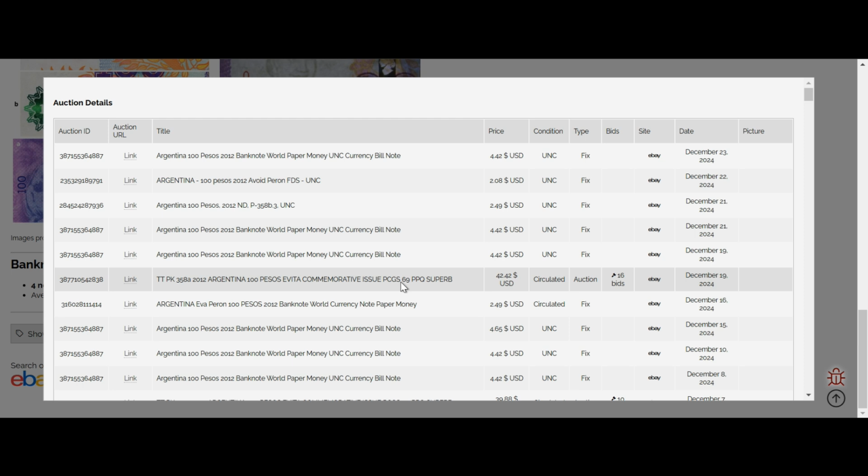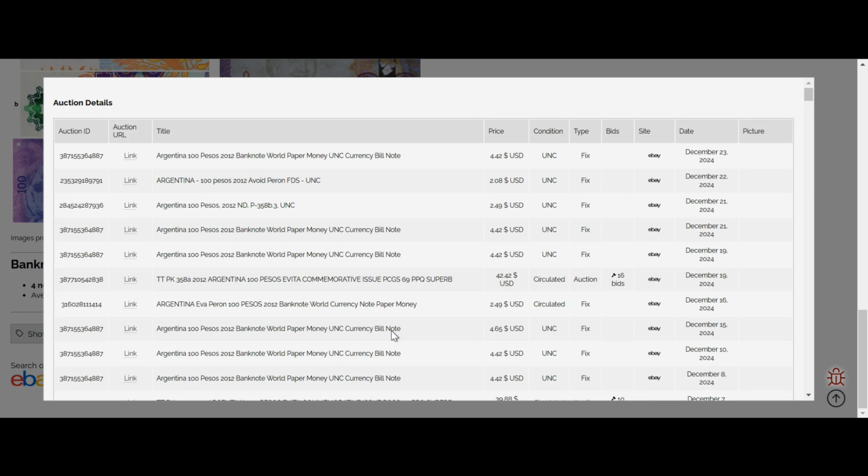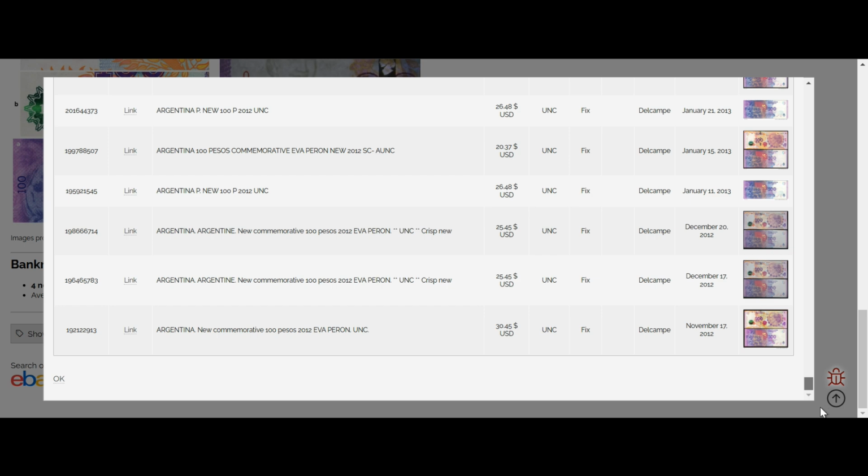So these are things that we're going to try to improve as time goes by. Also, not everybody seems to write the condition in the same way on the sites, so on eBay or Delcampe and so on. So we're constantly tweaking our algorithm to make sure that we identify the proper condition of the note. But basically, this is really helpful in being able to determine price.